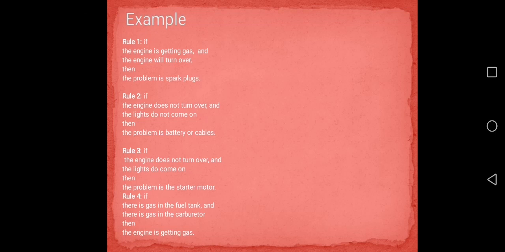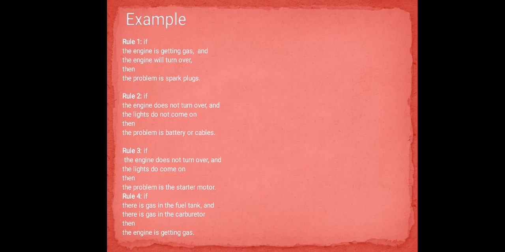As I already told, in this video I am going to explain the example for forward chaining and backward chaining. In our example there are 4 rules: rule 1, rule 2, rule 3 and rule 4. First rule: if the engine is getting gas and the engine will turn over, then the problem is spark plug. We are finding out the problem of an automobile. That's our example, and for that there are 4 rules and 4 conclusions, one from each rule.